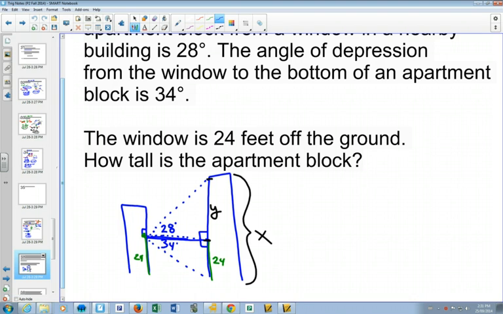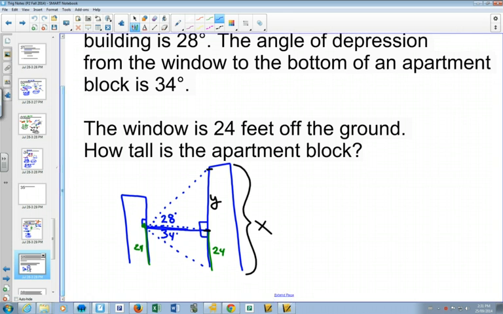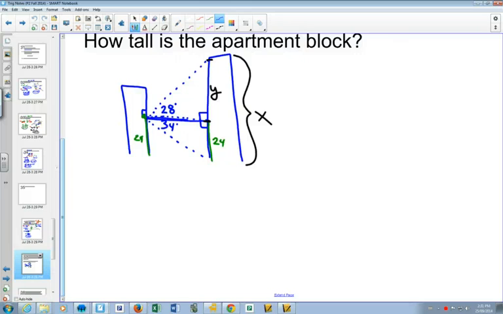So we label what we want to find. We want to find how tall the apartment block is, and I've labeled that with an X. We know that this height is 24, and we have two right triangles here. If we draw out those right triangles separately, if I draw the one with the 28 degrees first and the 90, I only know two pieces of information on that triangle. Right? I only know those two angles. I don't have enough information to solve anything on that blue triangle.